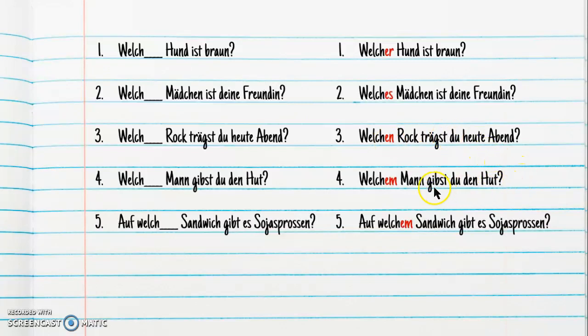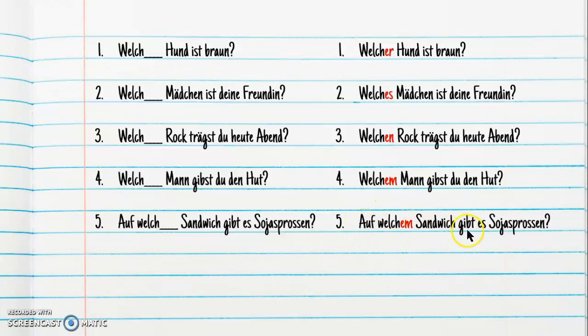Number four, gibst is our verb. Who is giving? You are giving. What are you giving? The hat. That makes this the direct object. To whom are you giving the hat? The man. So this is the indirect object now. Because geben uses the dative case, and it is an indirect object, that makes sense. So we are going to be using the dative case ending on here. It is a masculine noun, so dative case and masculine, we end up with em as our ending.